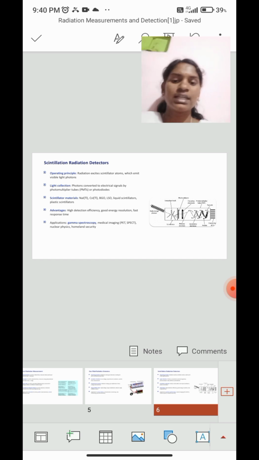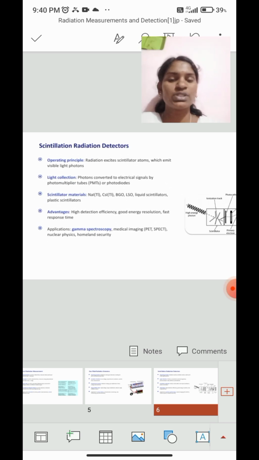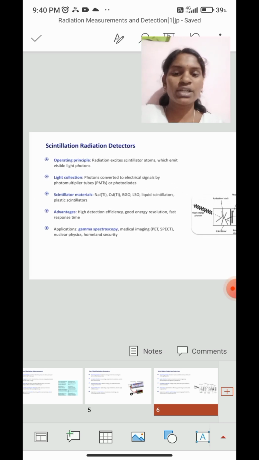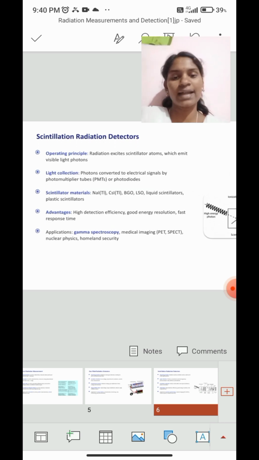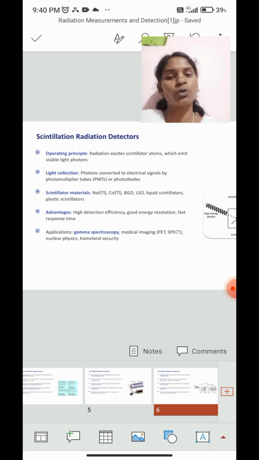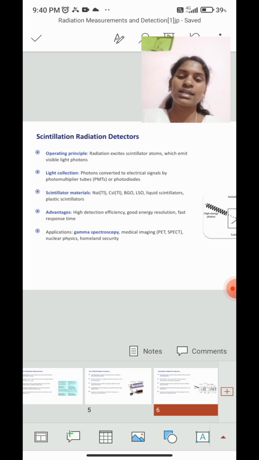Then scintillation radiation detectors. The operating principle is that radiation excites scintillator atoms, which emit visible light photons. For light collection, the photons are converted to an electrical signal by photomultiplier tubes or photodiodes. Scintillator materials include liquid scintillators and plastic scintillators. The scintillator materials are of two types.